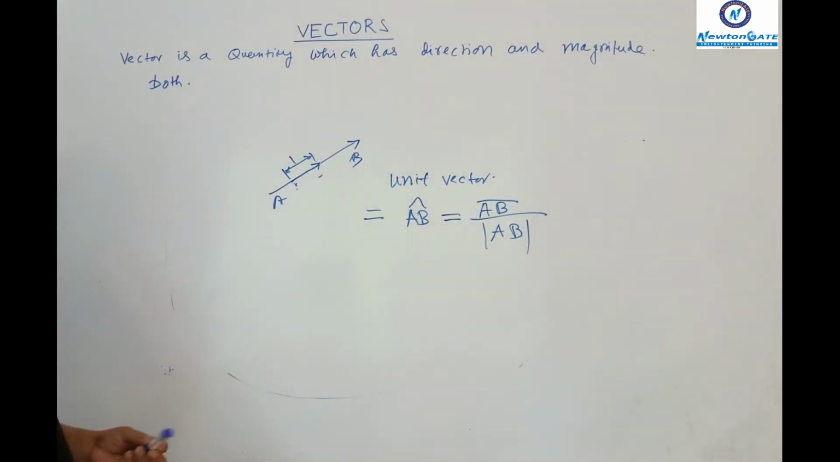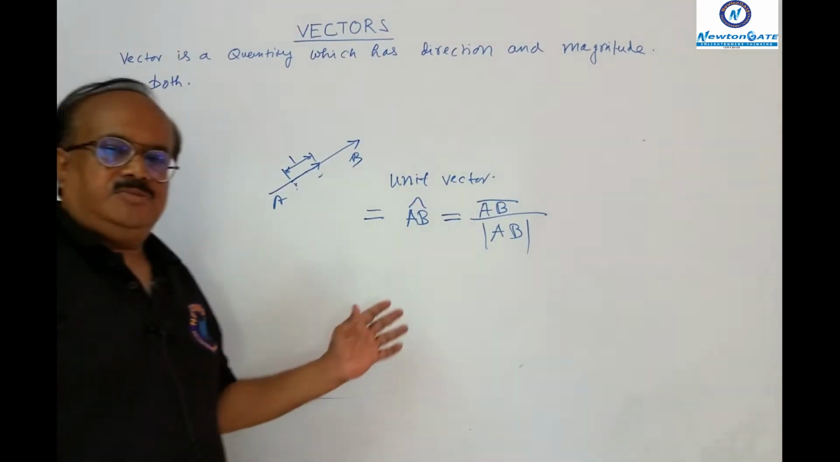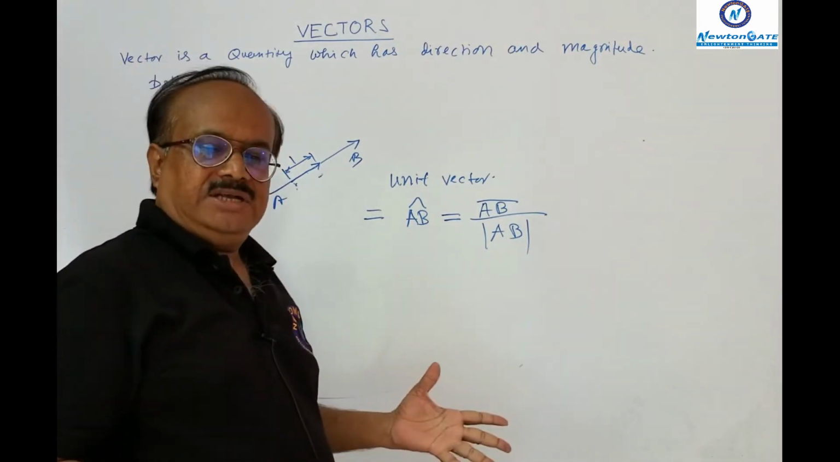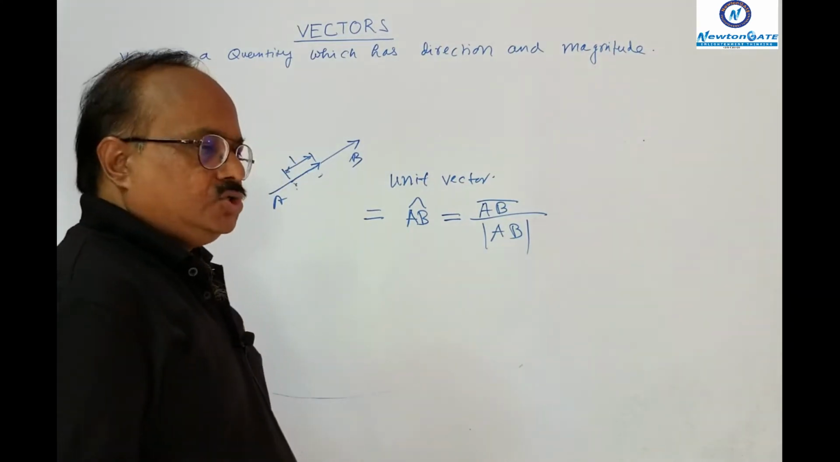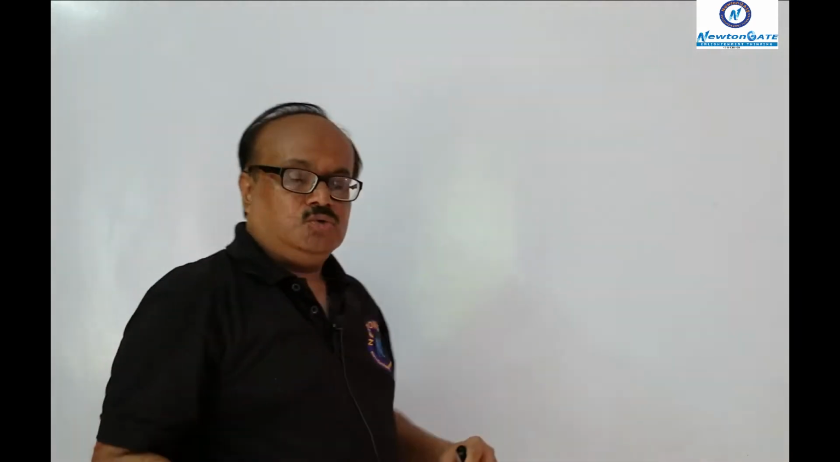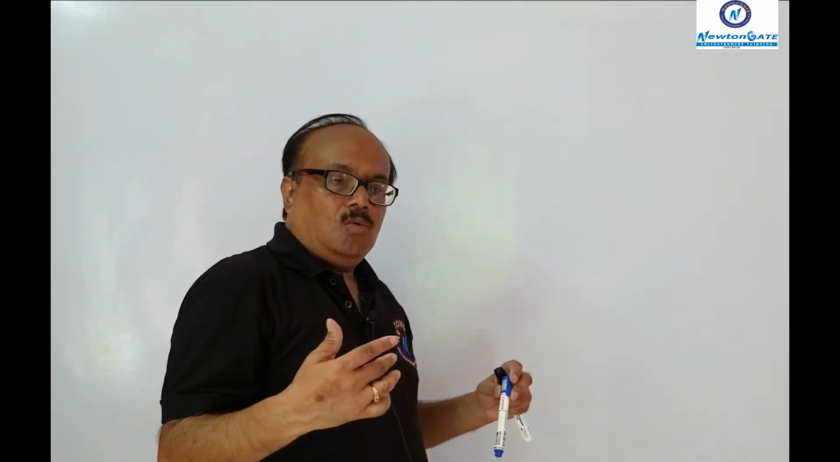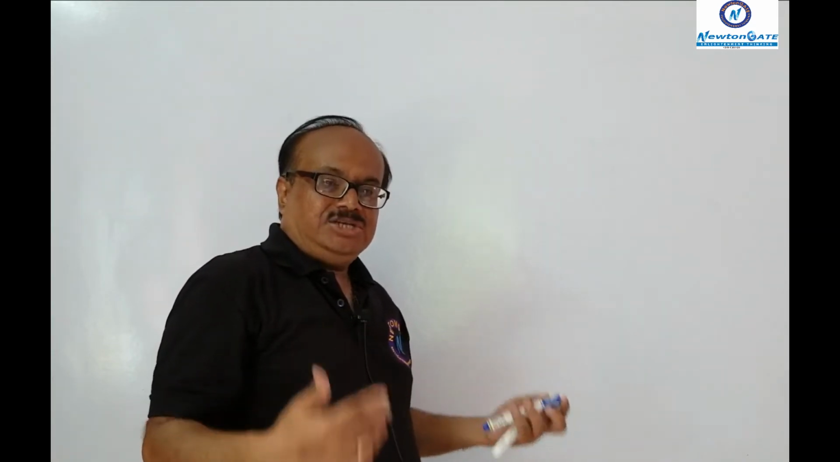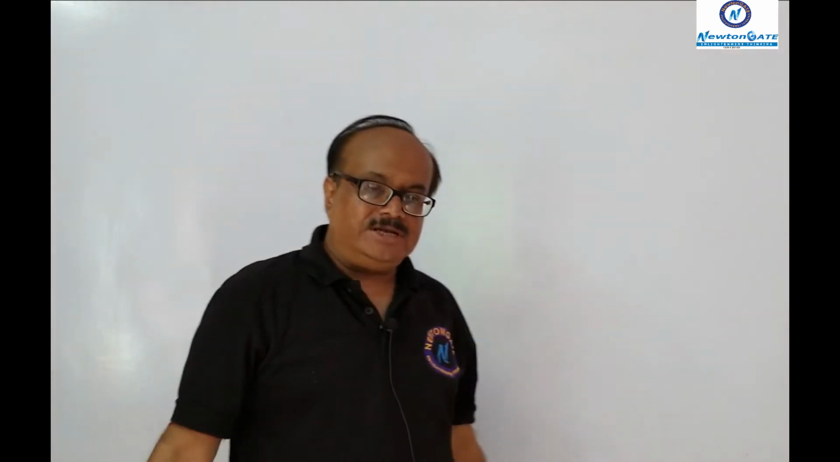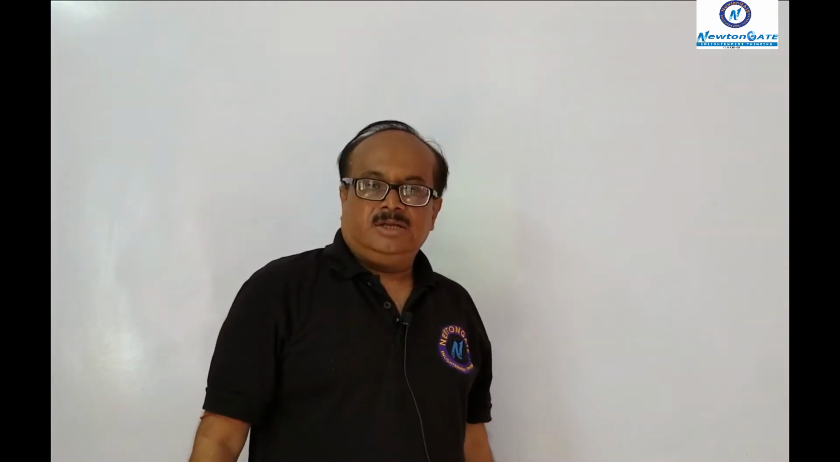That's all for the first part of the vector. In the next part, I'm going to teach you how to add the vectors and how to subtract the vectors. So let's do that. Now I'm going to teach you what addition of vectors is. When I go through the basic processes of vectors, how to handle vectors, first of all, you have to know how to add two vectors and how to subtract two vectors.